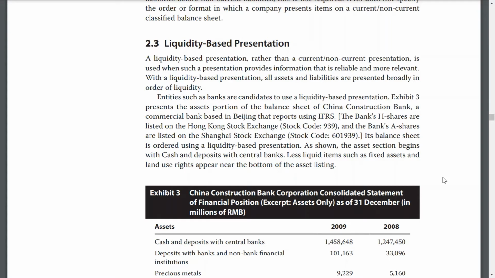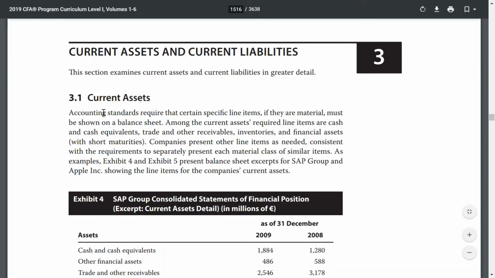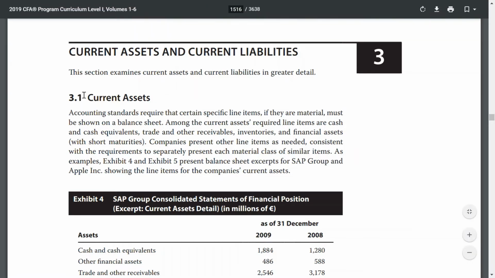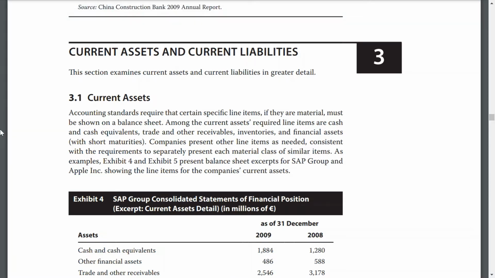Current assets and current liabilities. Okay, current assets. Accounting standards require that certain specific line items, if they are material, must be shown on a balance sheet. Among the required current asset line items are cash and cash equivalents, trade and other receivables, inventories, and financial assets. Companies present other line items as needed, consistent with the requirements to separately present each material class of similar items.